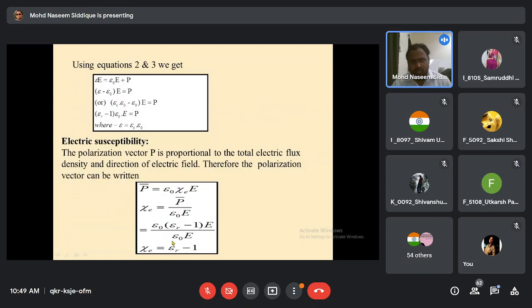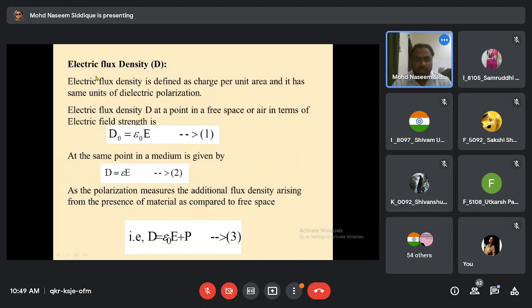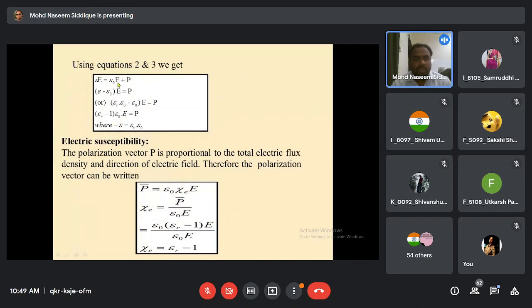Now we have to do some mathematics to derive some relations. It is nothing, no problem. D is equal to epsilon naught E plus P, using equations 2 and 3. We put the value of D: D is equal to epsilon E. So by substituting the value of D, after solving the equation, you can get the relation.